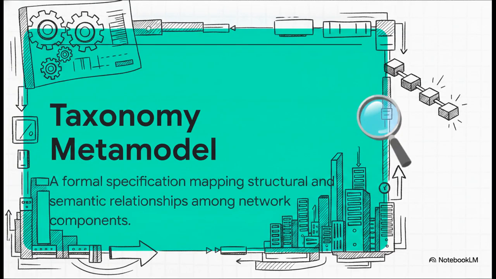Well, think of this declarative taxonomy metamodel as a giant architectural blueprint. It's a formal specification that perfectly maps out all the structural and semantic relationships among your network components, completely independent of the underlying implementation. It establishes the rules of your network before a single container is spun up or any code is actually run. You're simply declaring what the network should look like, rather than relying on hope and 20 different fragile shell scripts to build the thing.